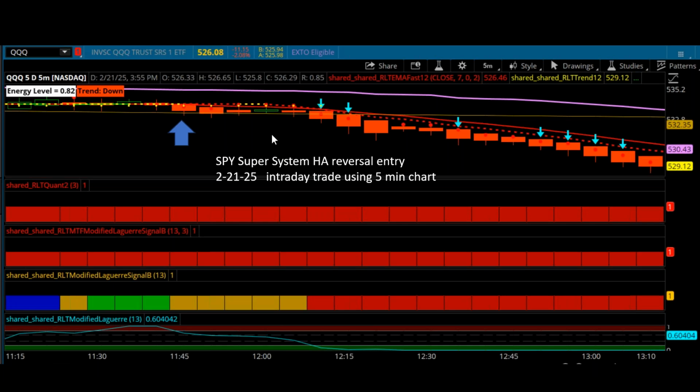And this is on the SPY super system methodology, which we use to trade the SPYs, the Qs, the IWM. You can use the ES, you can use the SPX, any of those things.